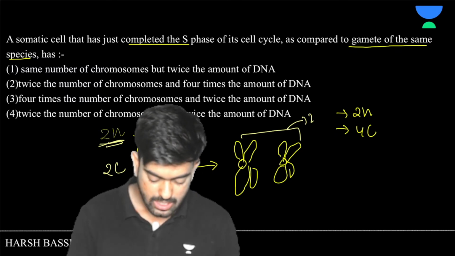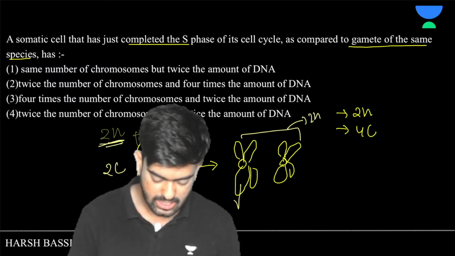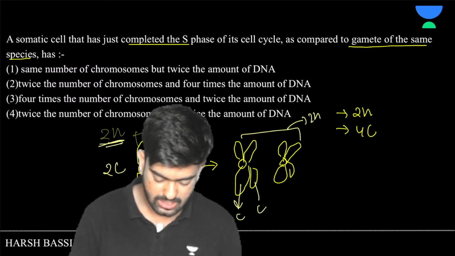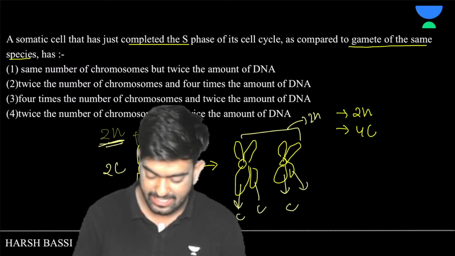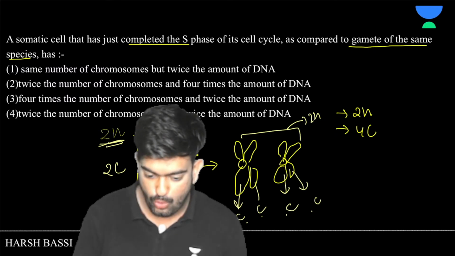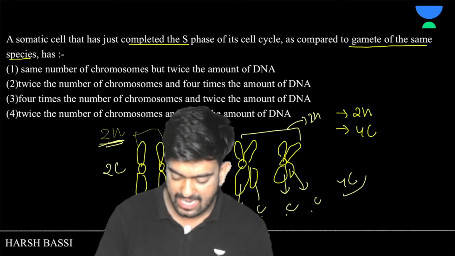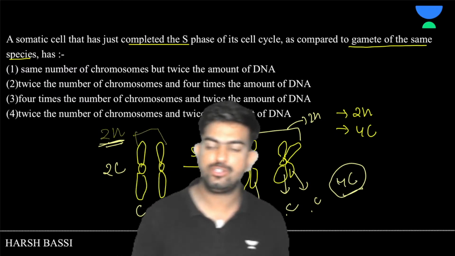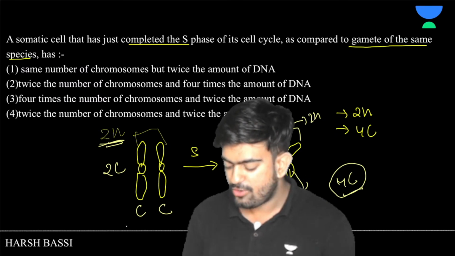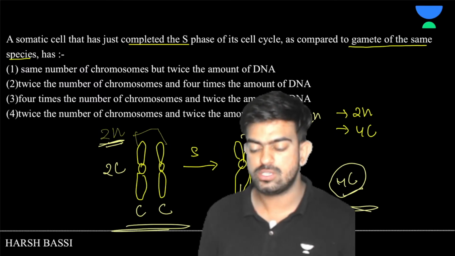But can you see? This is C, this is C, this is C, this is C. So in total, how many content did we have? In total, we had 4C content. Clear to everyone? So this is how from 2C we are getting 4C, right?